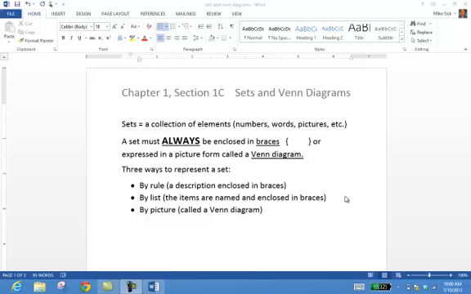Welcome to this video where hopefully students will get the help that they need in either learning or reviewing the concept in Chapter 1, Section C on sets and Venn diagrams.